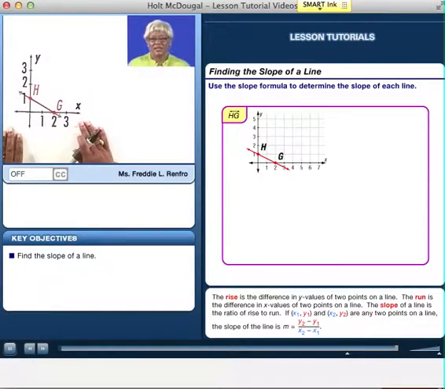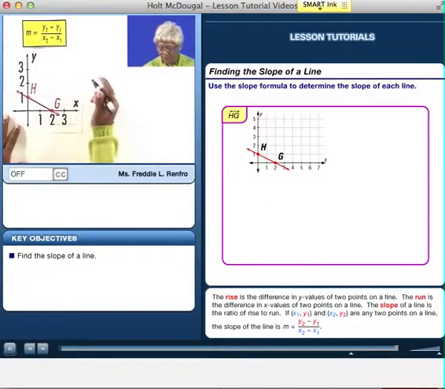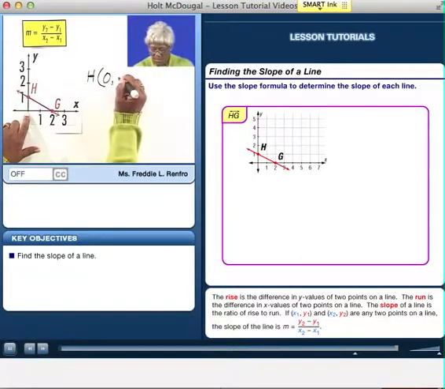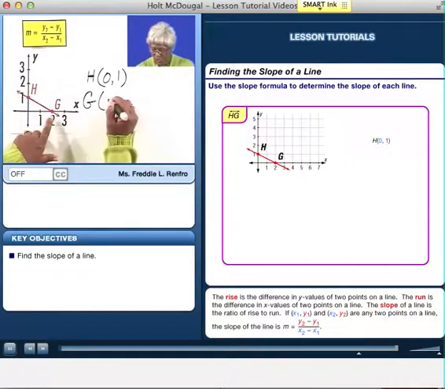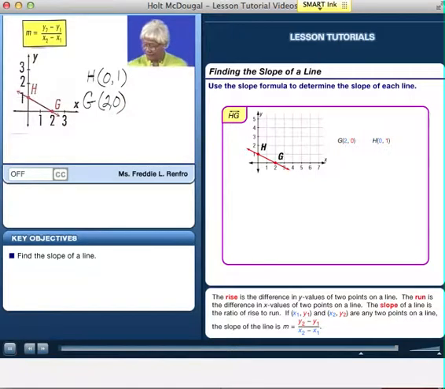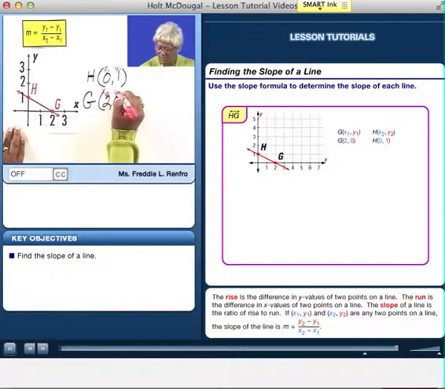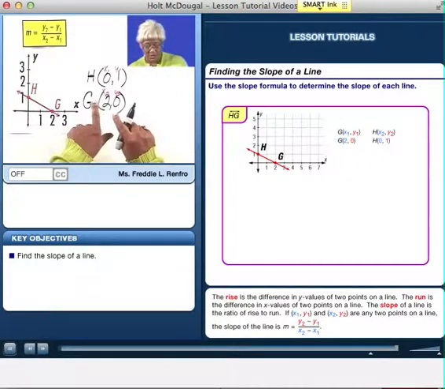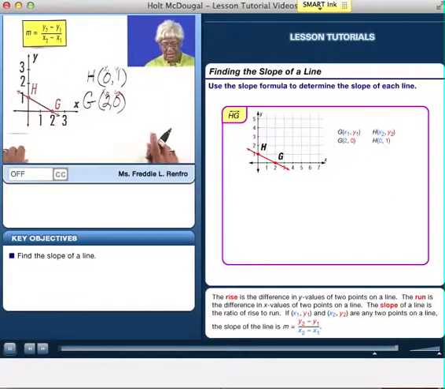line HG. Let's identify the coordinates. For point H, it's 0, 1. And for G, it's 2, 0. X1, Y1, X2, Y2. Does it matter? Could I call this ordered pair X1, Y1? Yes, you can. Doesn't matter. But whichever way you begin, if this is going to be X1, Y1, this has to be X2, Y2. Watch out for that.